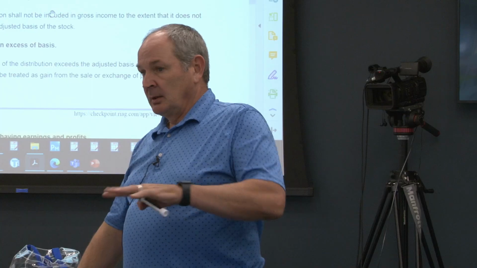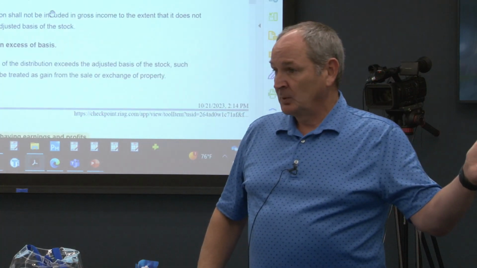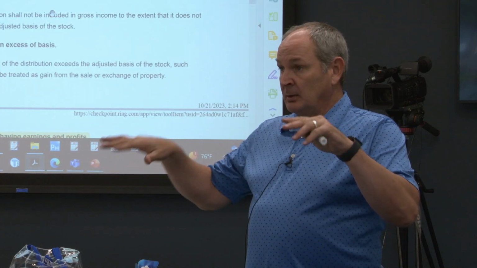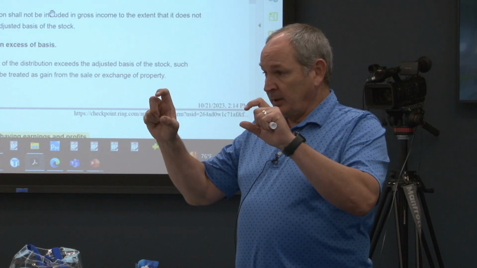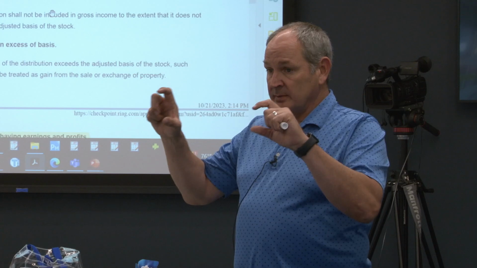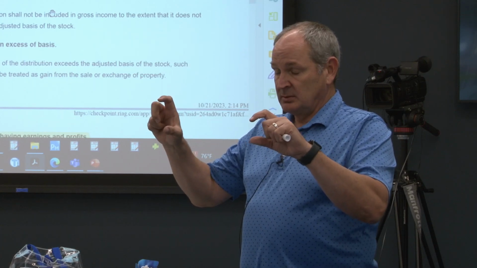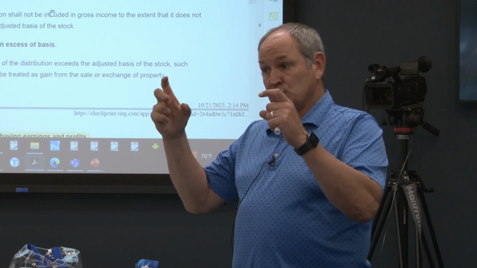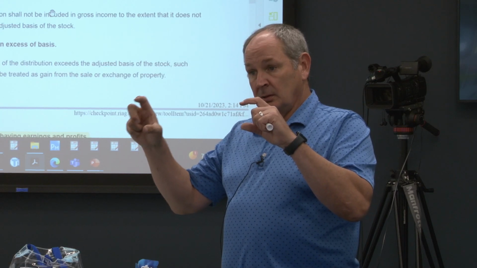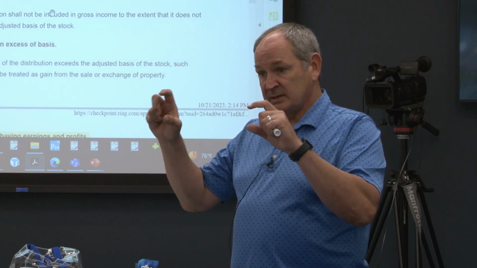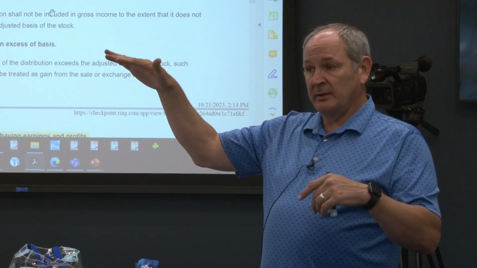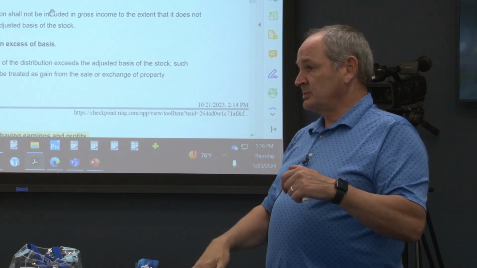But this is a thing, right? Because every item that moves AAA is the same items that move basis, and AAA and basis sure as hell look like identical twins, the exact same thing. They're not. They're cousins. One is measured at the entity level, which is AAA. The other is measured at the shareholder level, which is basis.